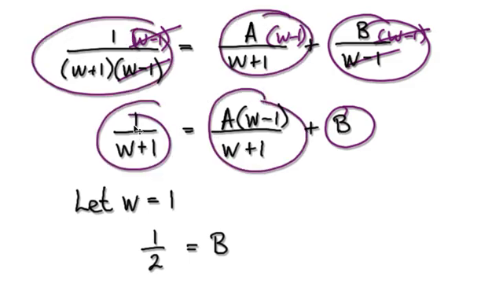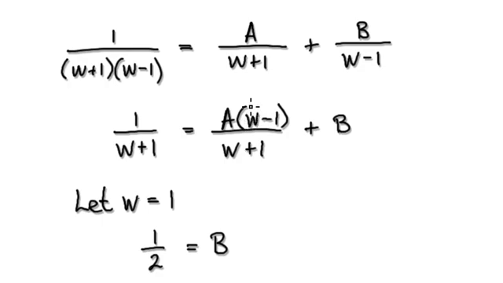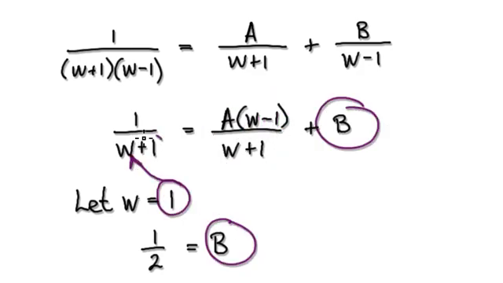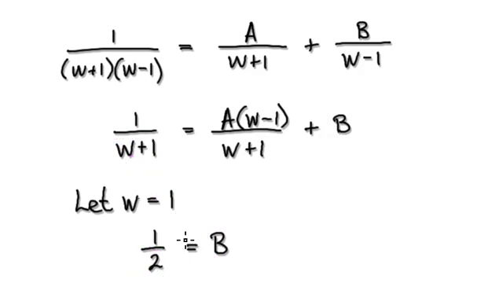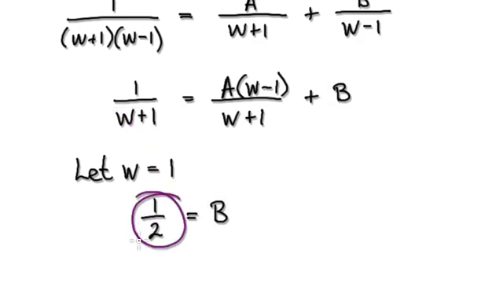This thing here becomes this. Now you're trying to cancel out this thing here. So if you let w be positive 1, then this thing would be 0, making the whole lot 0, and that will leave you with B here. And then if you put 1 into here, then this thing here will be 2. So B equals a half.